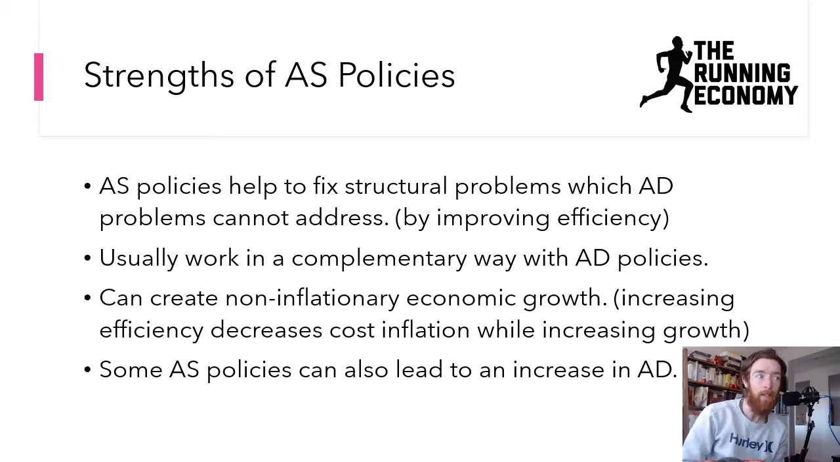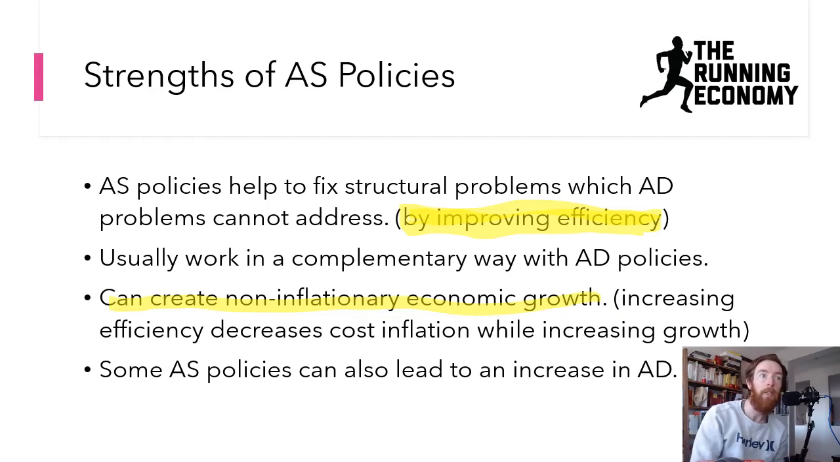So some strengths of aggregate supply side policies is that they can help fix structural problems which aggregate demand cannot address. By doing things like improving efficiency, this helps improve productive capacity, which aggregate demand side policies do not always do. Obviously if aggregate demand keeps increasing too much, especially if it outpaces aggregate supply, it causes other issues like demand inflation, etc. Whereas aggregate supply side policies can help create what ends up being talked about down here, non-inflationary economic growth. Because increasing efficiency decreases our cost inflation while increasing our economic growth.